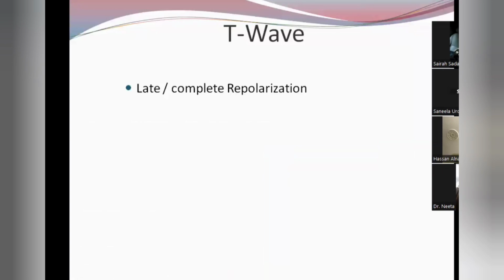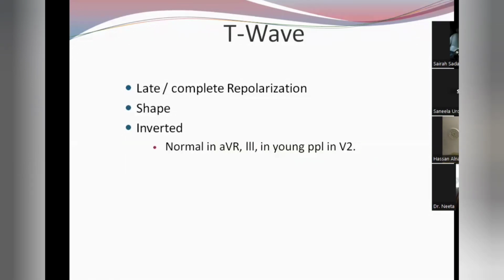Coming to the T wave. The T wave shows late or complete repolarization of the cardiac cycle. Shape is very important. It may be inverted. An inverted T wave may be normal in lead aVR or lead 3, or sometimes in young people, the T wave may be found inverted in lead V2.